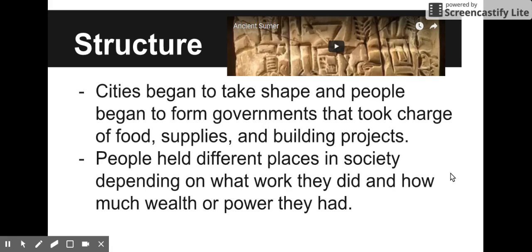Okay, so now we're going to be talking about the structure of Mesopotamia. So in the left-hand column, write down structure. You should have drawn a line after the rivers set of notes. Now we have structure, and on the right-hand side, we're going to write the notes.